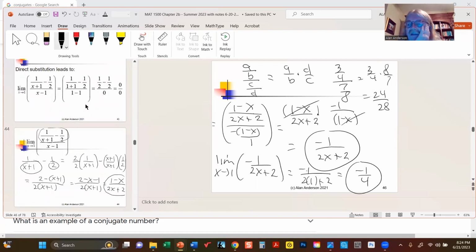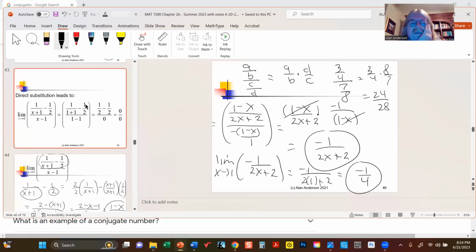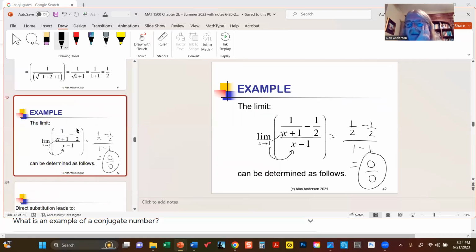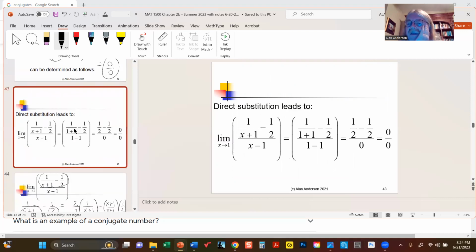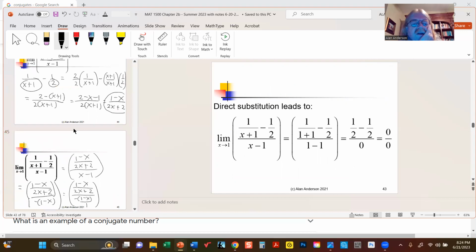So the basic logic hasn't changed. All we're doing is taking a function whose limit cannot be evaluated directly due to division by zero and rearranging it algebraically to find something that we can substitute directly into. And each case can be different. So we have to be very, very careful here.